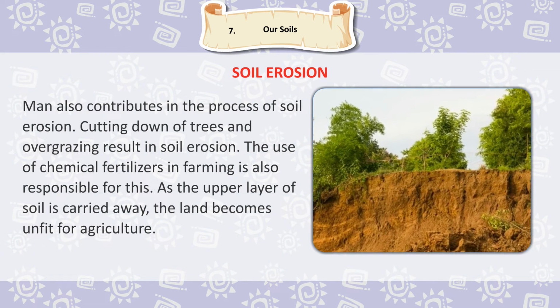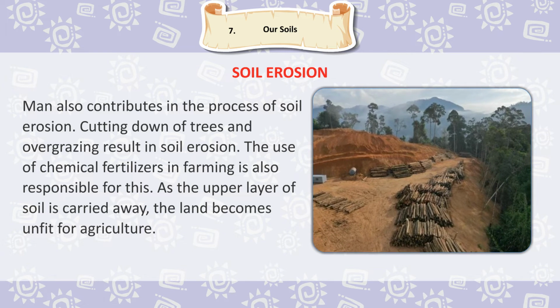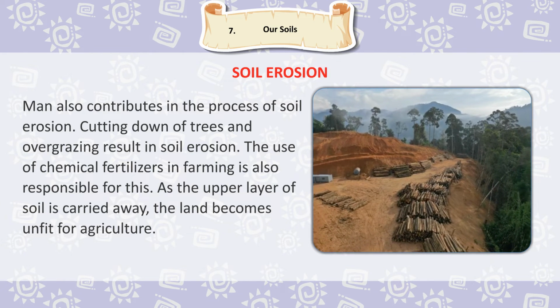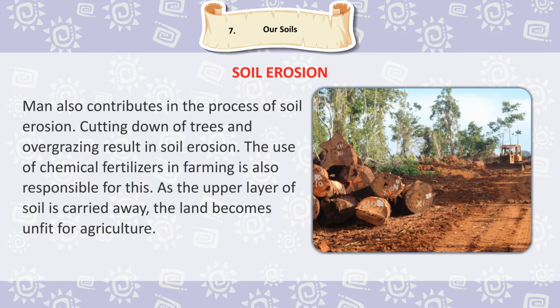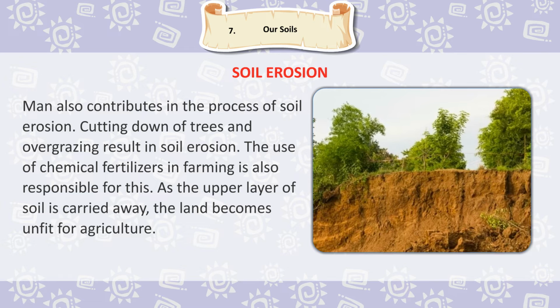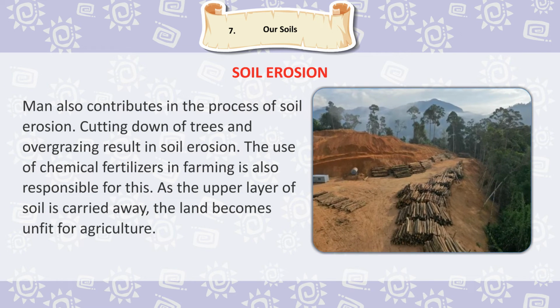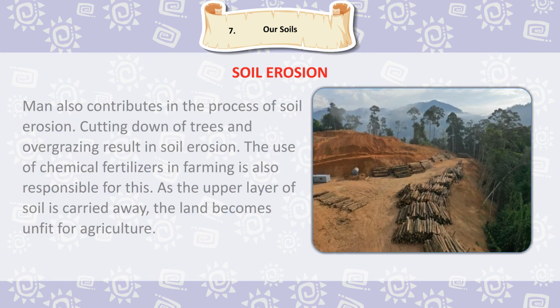Man also contributes in the process of soil erosion. Cutting down of trees and overgrazing result in soil erosion. The use of chemical fertilizers in farming is also responsible for this. As the upper layer of soil is carried away, the land becomes unfit for agriculture.